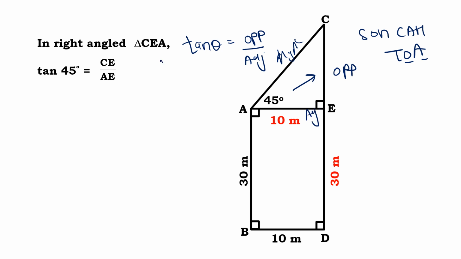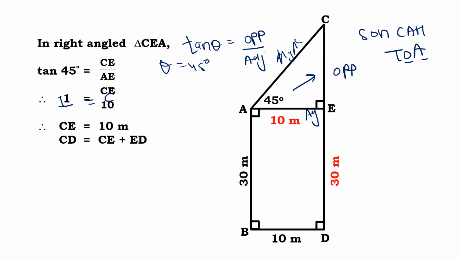Now we can say that theta is equal to 45 degree. So opposite is CE and adjacent is AE. You can see opposite. So tan 45 is 1, CE we need to find out, and adjacent is 10. So 1 equals CE upon 10, and you get the CE value as 10 meter.